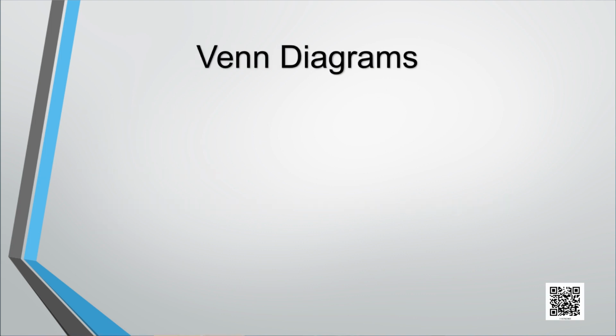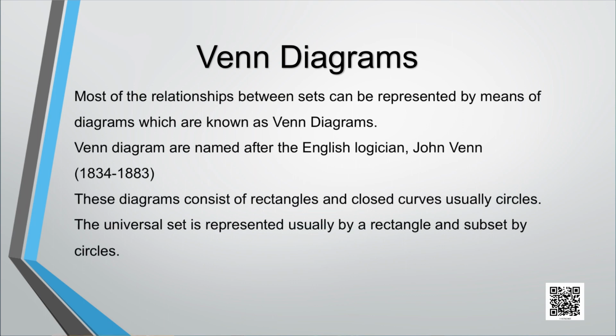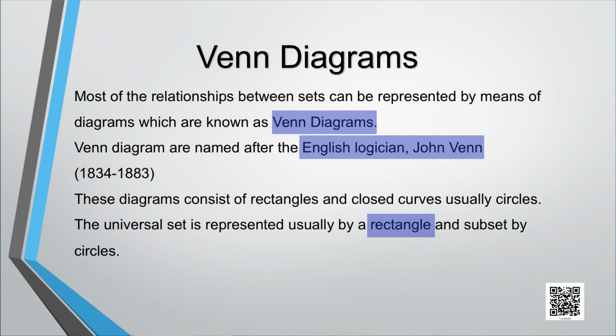So let us first study what a Venn diagram is. Most of the relationships between sets can be represented through diagrams, and these diagrams are known as Venn diagrams. This Venn diagram is named after the English logician John Venn. These diagrams consist of rectangles and closed curves, usually circles. The universal set is usually represented by a rectangle and the subsets by circles.